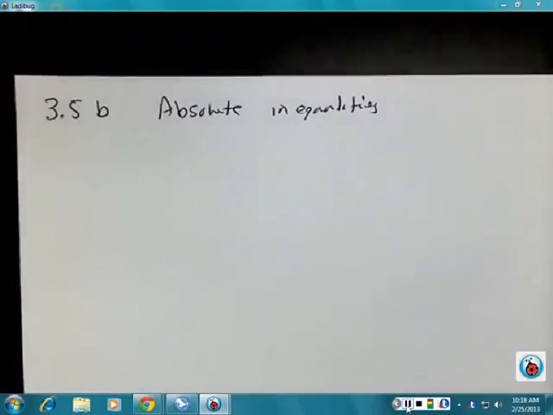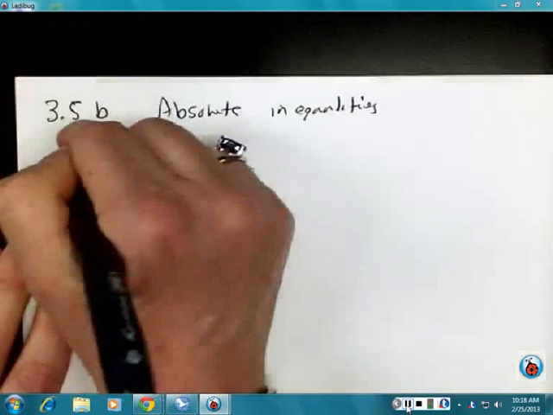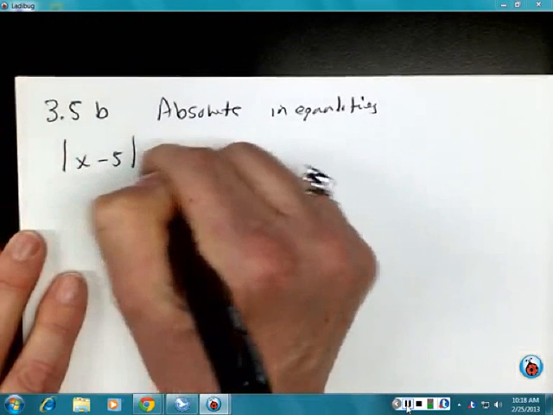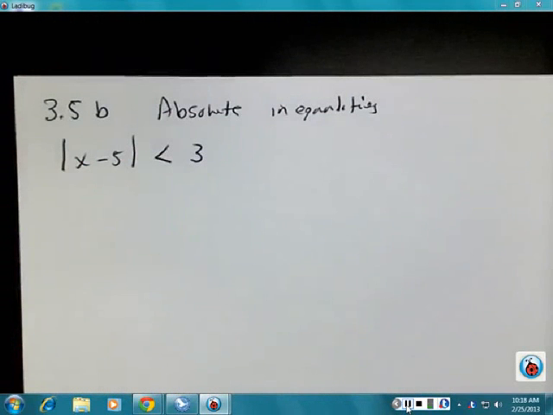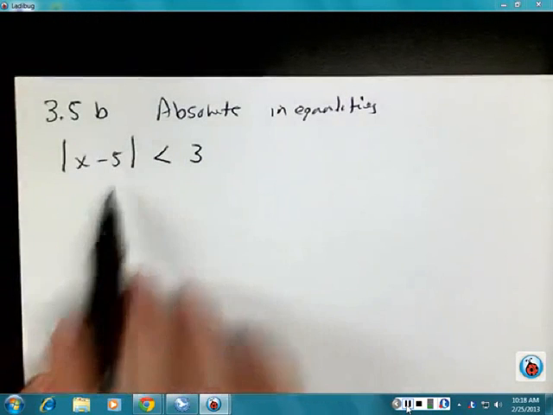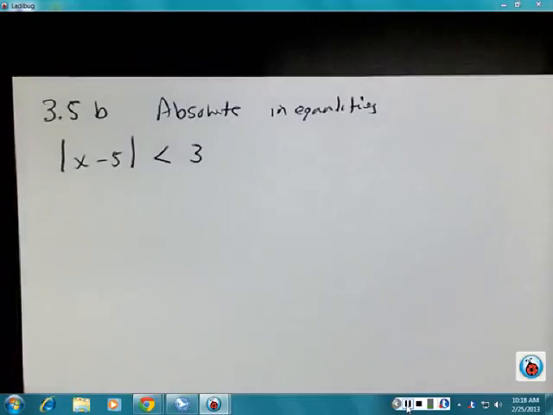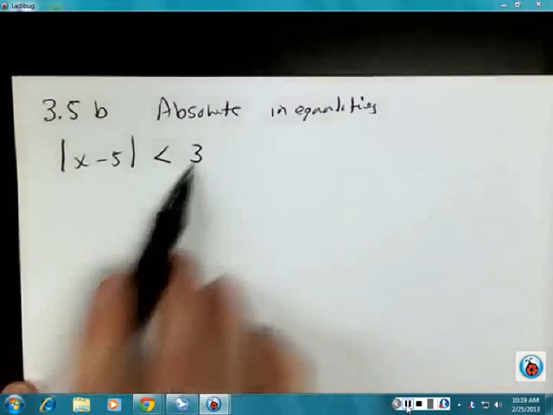And so in this section, instead of just having things that have an equals in them, we're now going to look at inequalities with absolutes, like absolute x minus 5 with an inequality involved. If there's an inequality involved, we have to pay attention to this side over here and ask what it tells me about this problem. We also have to be able to get these things into interval notation and so forth. So let's go through and see if we can solve this.